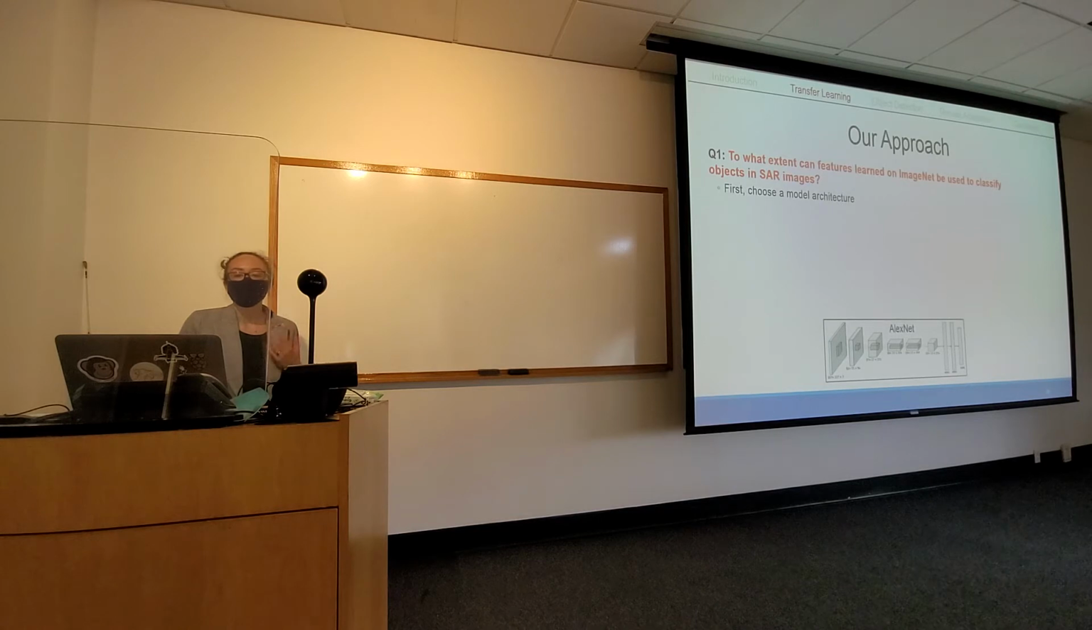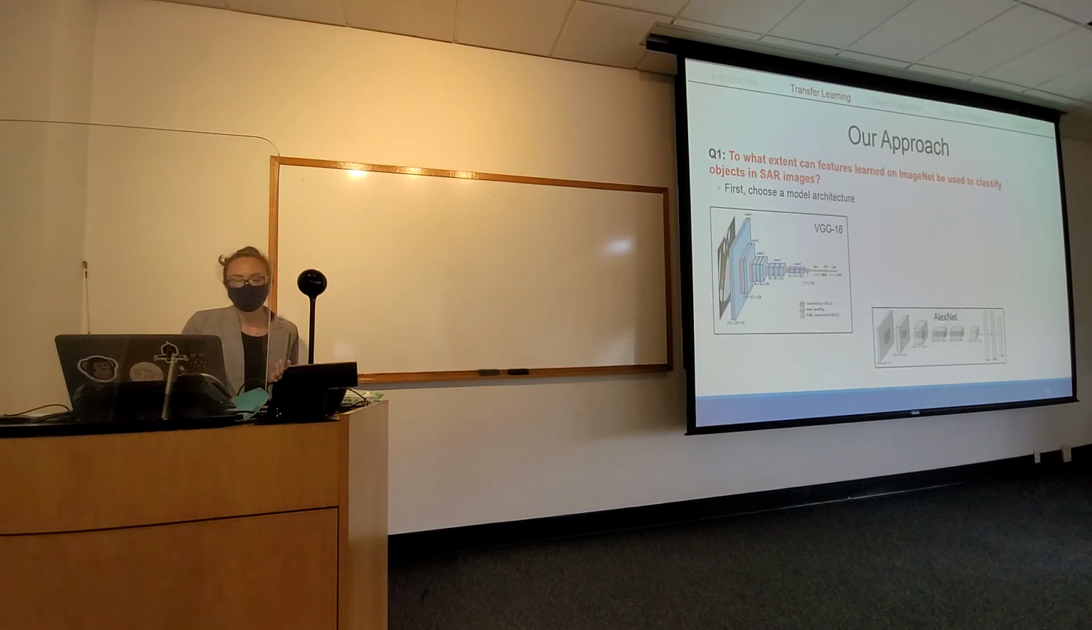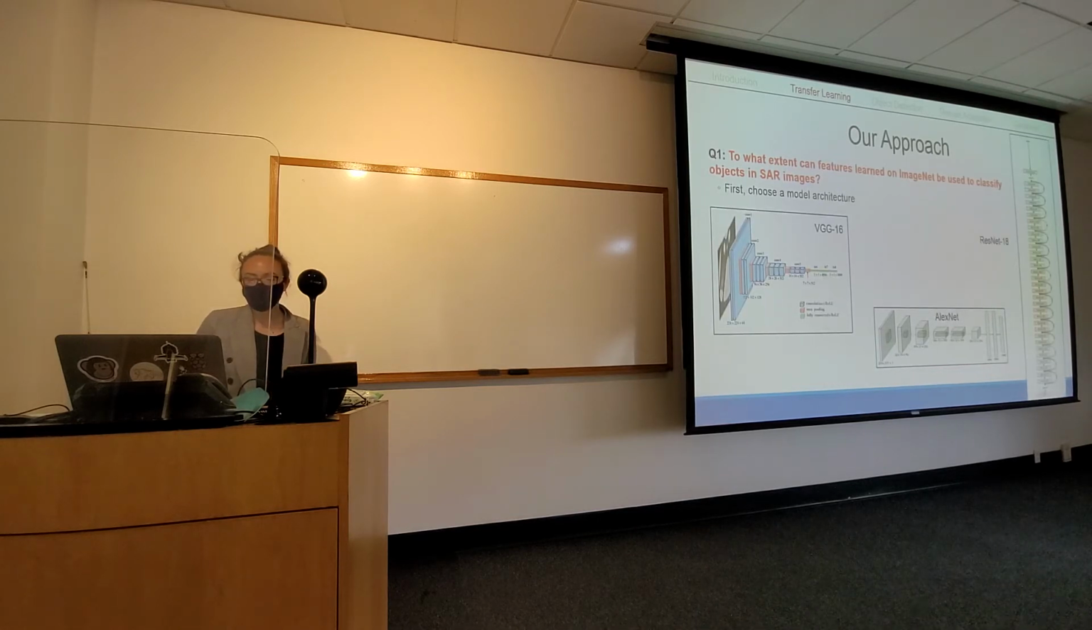First, we have to choose a model architecture. There are three that we picked. AlexNet was one of the first state-of-the-art convolutional neural networks, from, I think, 2012. It's a shallow architecture, which means it doesn't have that many convolutional layers. So it's really not too complex, and it's not able to learn as rich features as the other two.